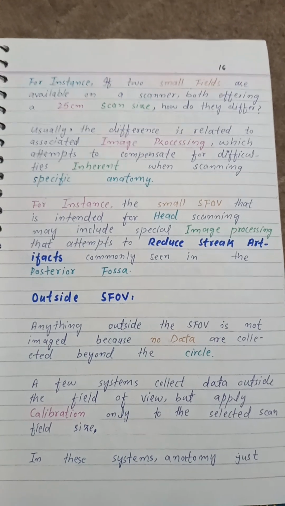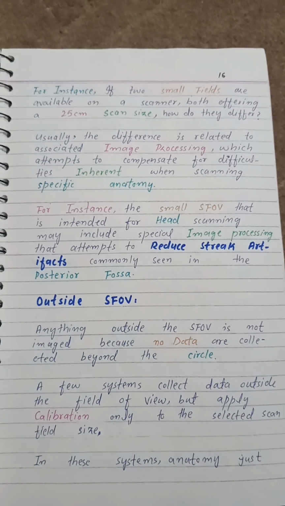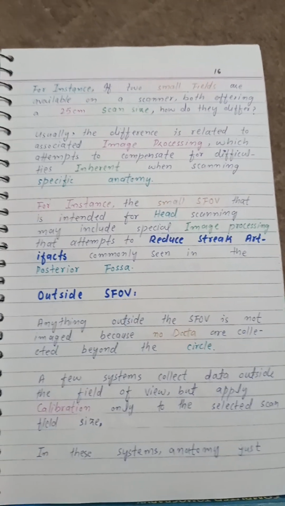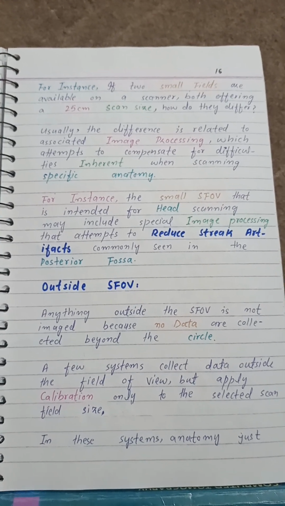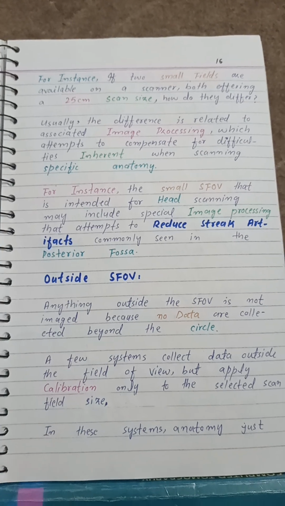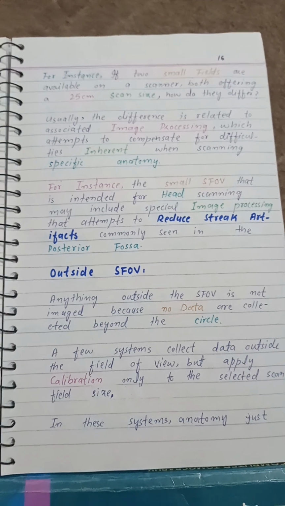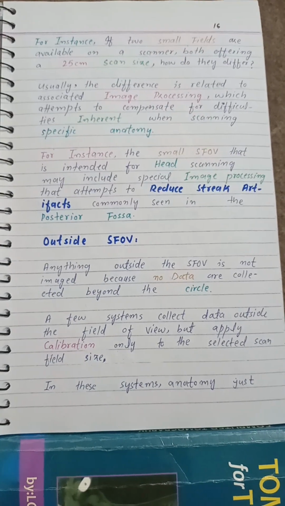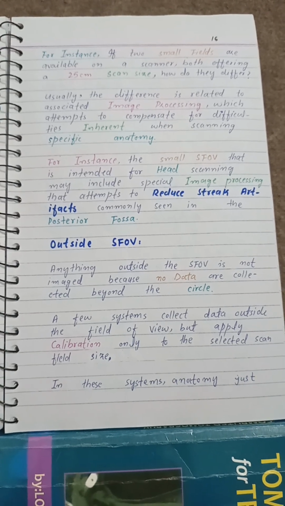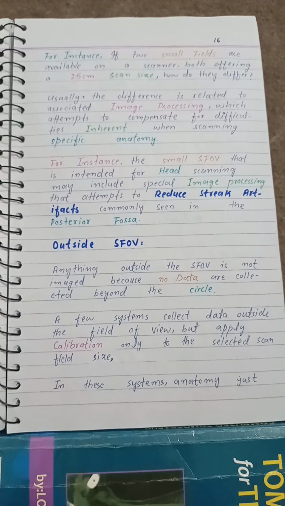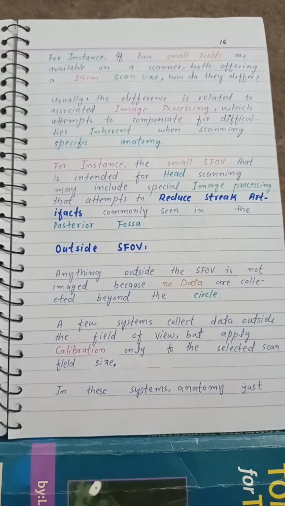For instance, if two small fields are available on a scanner, both offering a 25 cm scan size, how do they differ? Usually the difference is related to associated image processing, which attempts to compensate for difficulties inherent when scanning specific anatomy. For instance, the small SFOV that is intended for head scanning may include special image processing that attempts to reduce streak artifact commonly seen in the posterior fossa.